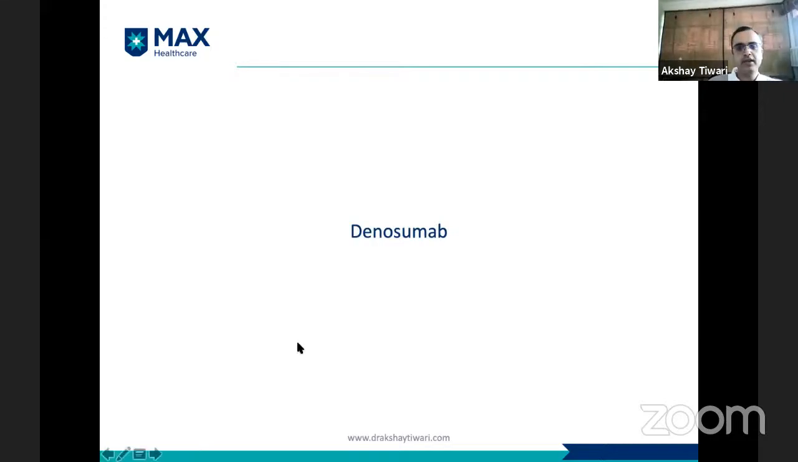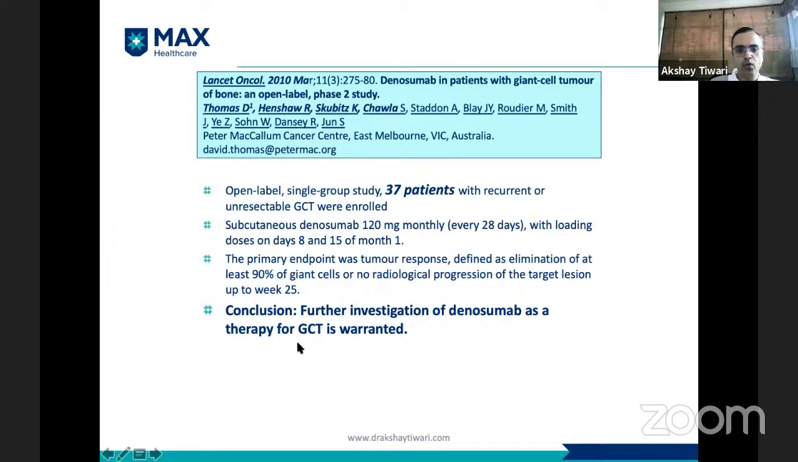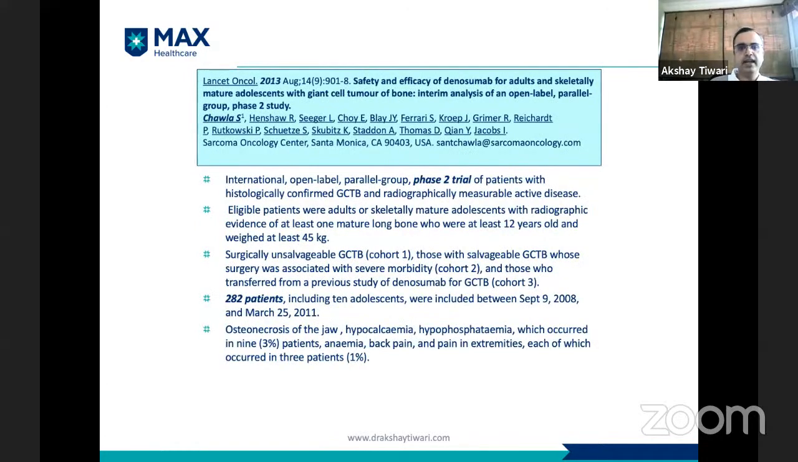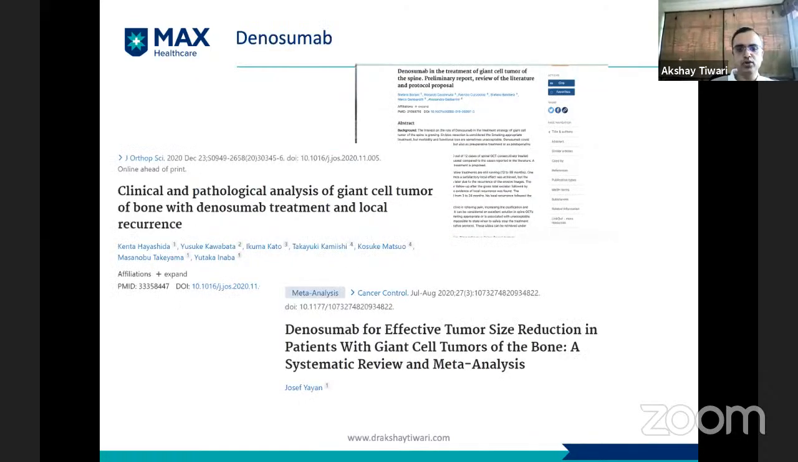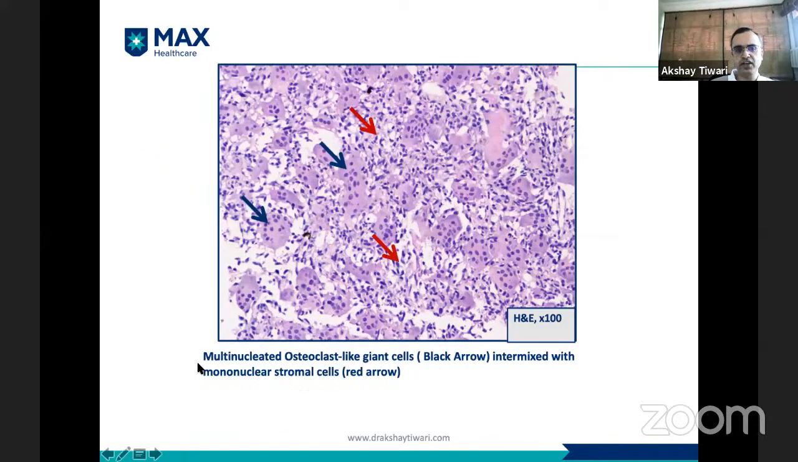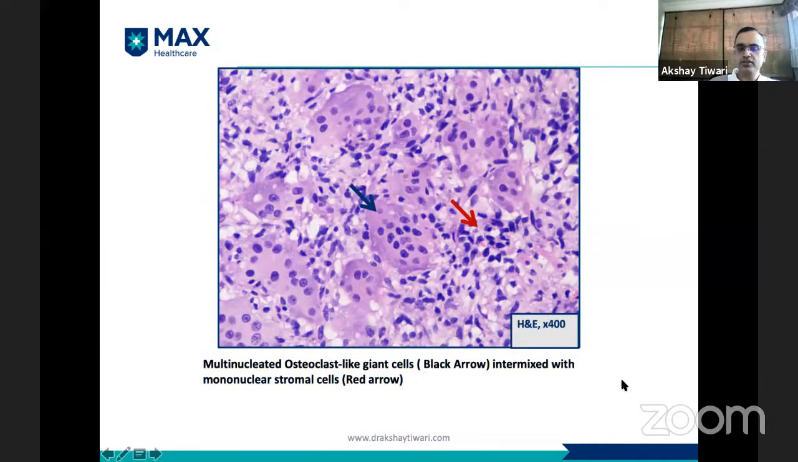And then comes denosumab. It entered back in 2010 with this report, where further investigation was recommended as far as use of denosumab therapy for GCT was concerned. And again, the same group with Dr. Sant Chawla came with this phase 2 trial, and they could say that denosumab works pretty well on giant cell tumors. And then more and more literature kept collecting, which showed that denosumab works excellently in the short term and even in the midterm in controlling giant cell tumor of bone with very good ossification. We can see here the giant cells and the stromal tumor cells in the usual histopathological picture of GCT.